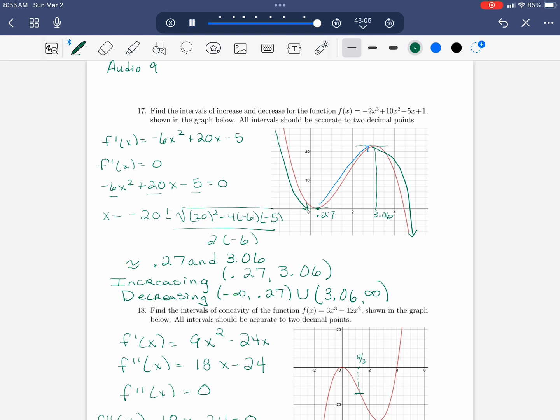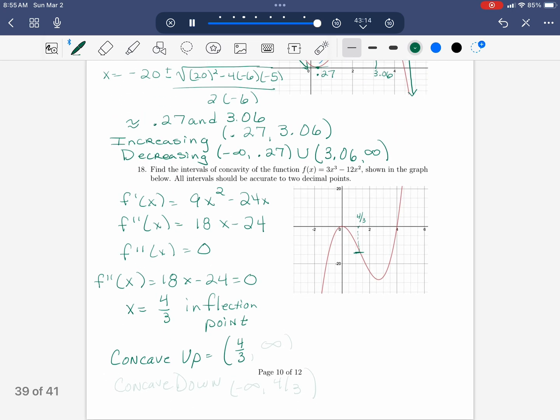So for this one, it's concave up from 4/3 to positive infinity, and concave down from negative infinity to 4/3.